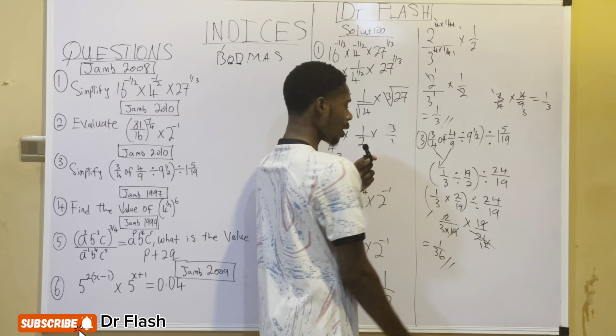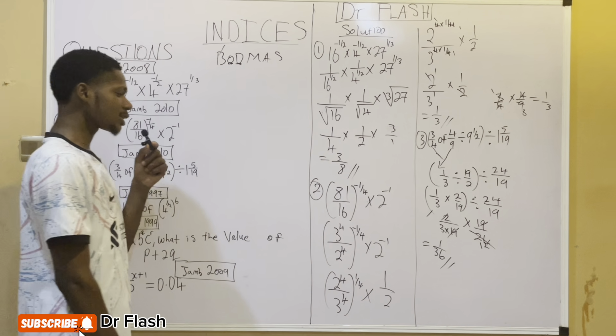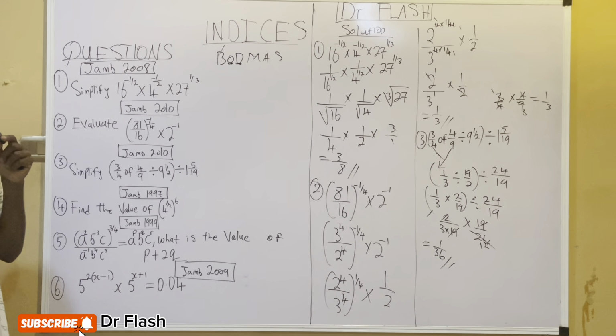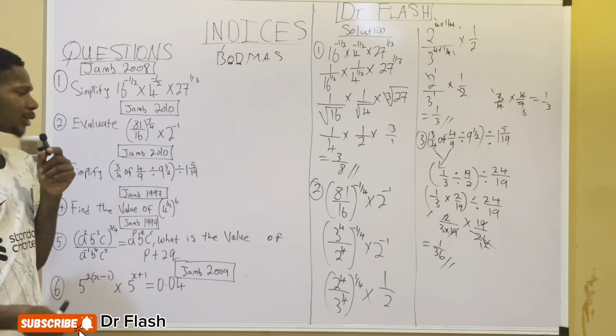So our answer to this question, the JAM problem on indices, 2010 is 1/36, and that is how a problem like that is being solved. Now here is the next question on 1997 JAM problem on indices. It says find the value of 4 raised to the power of half, raised to the power of 6. How do we solve a problem like this?